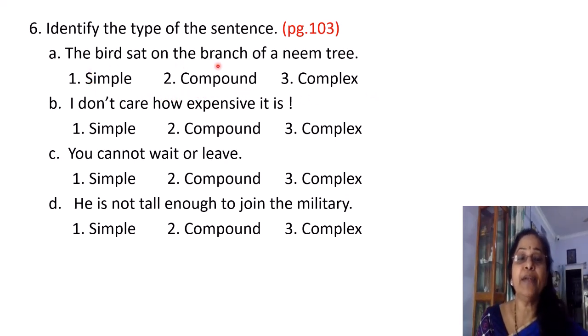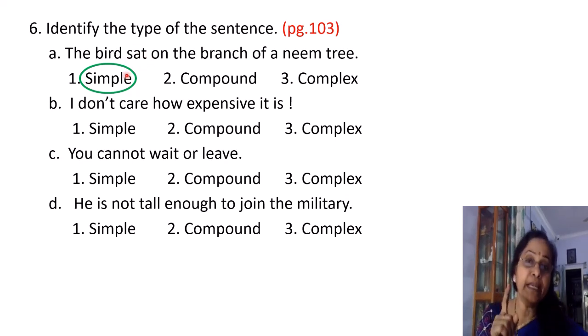The bird sat on the branch of a neem tree. What type of a sentence is this? It is a simple sentence because there is only one verb. You can see this, sat is the only one verb. So a simple sentence has got only one verb and one subject.